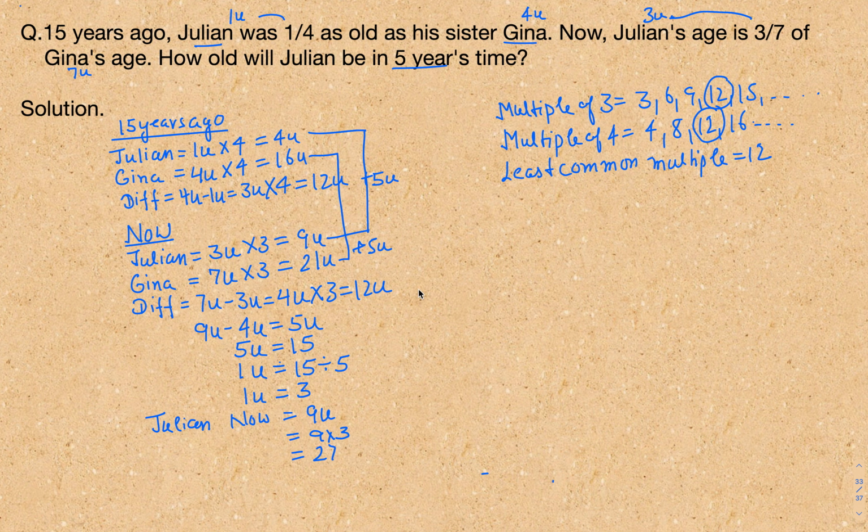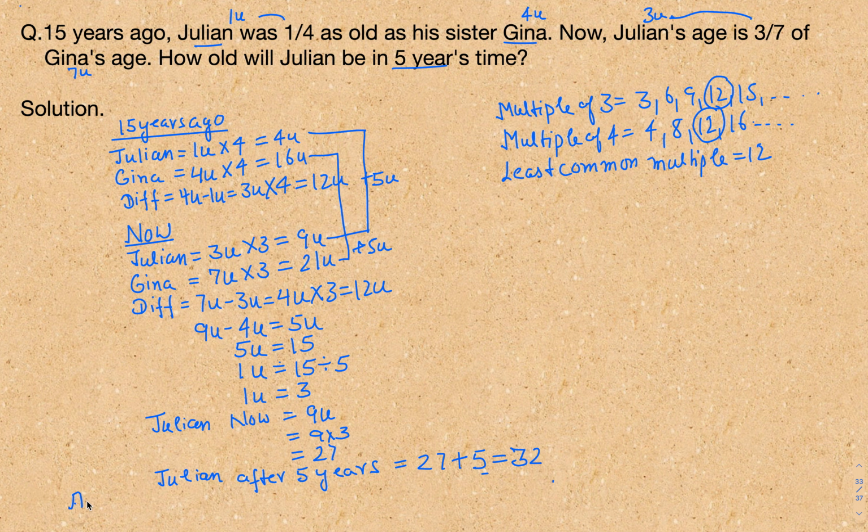right? So how old will Julian be in 5 years time? Means Julian, after 5 years, will be how much? See, he's right now 27. So we just need to add another 5 to know how old he will be after 5 years. So he will be 27 plus 5, 32, right? So that answers our question, right? What was the question? How old will Julian be in 5 years time?